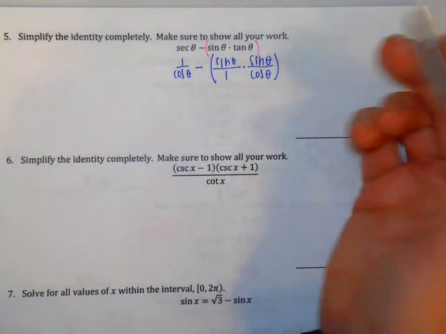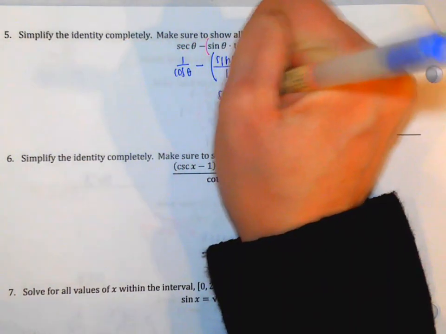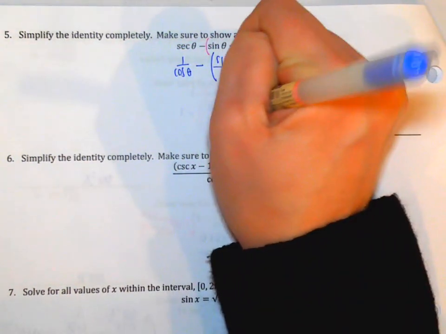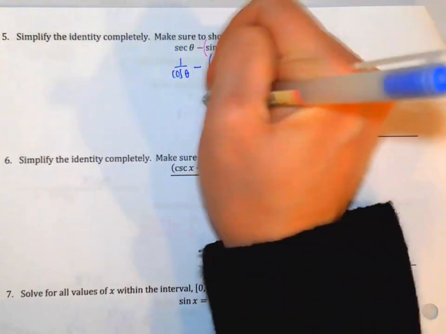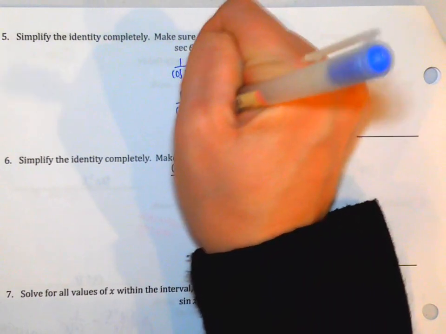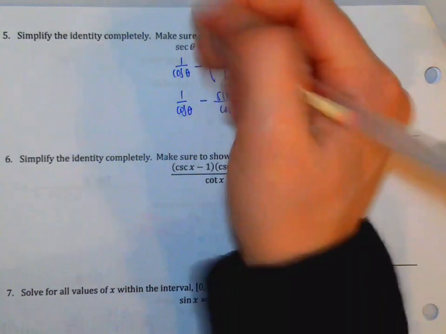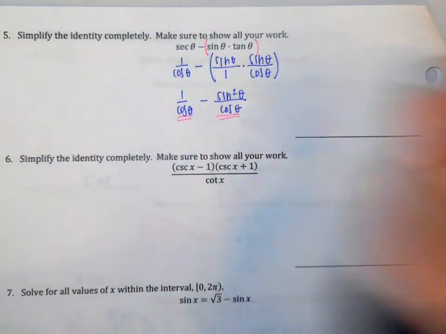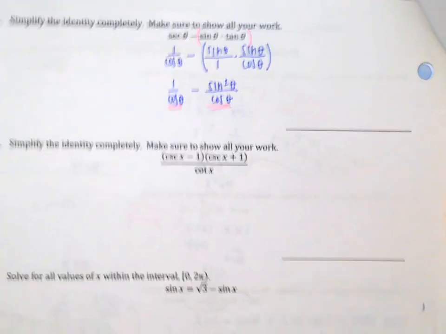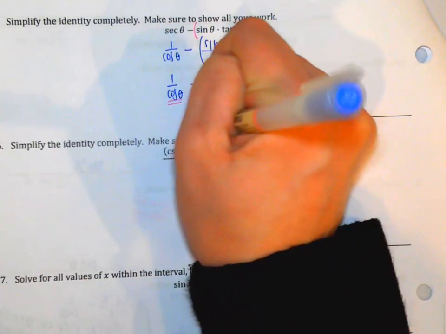So sine times sine is just sine squared theta all over cosine theta. And then I have 1 over cosine theta. And now we have a common denominator, and so I can write it as a singular fraction. So that's going to be 1 minus sine squared theta all over cosine theta.